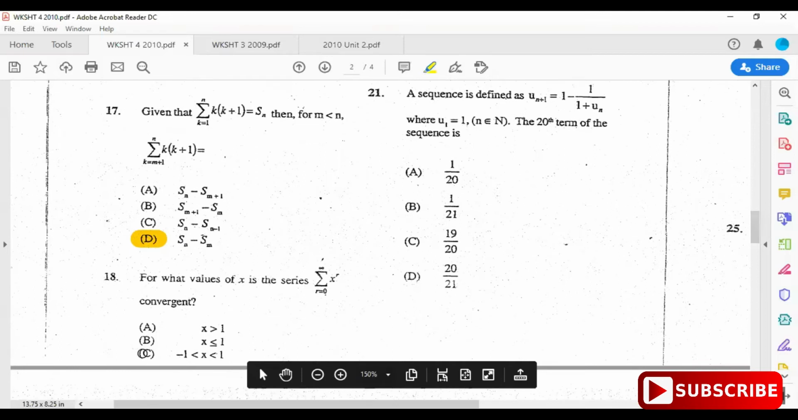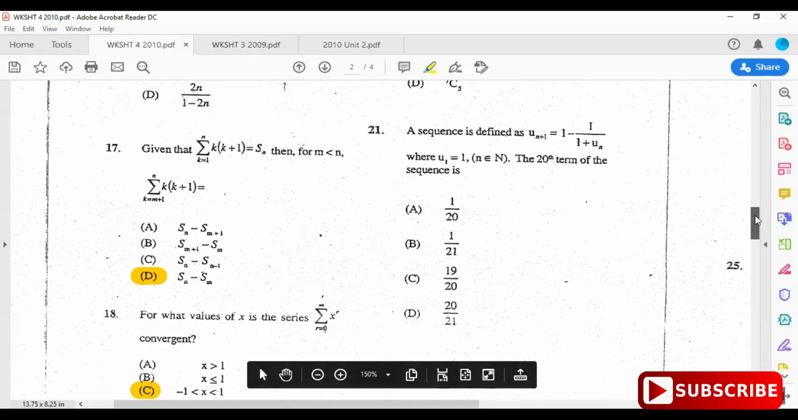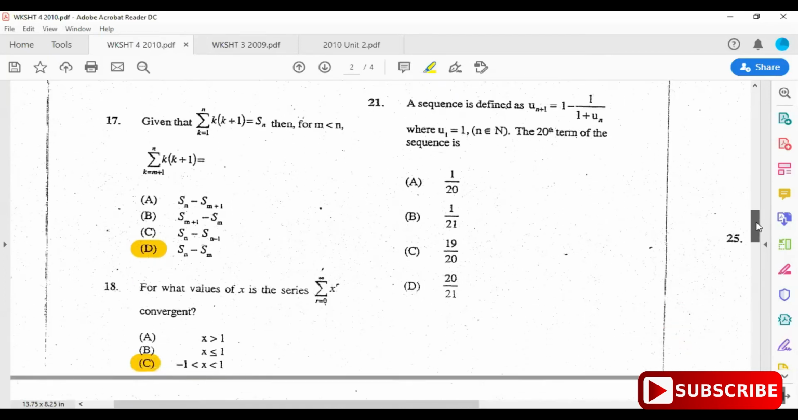And look for number 18. That is C. Easy question.